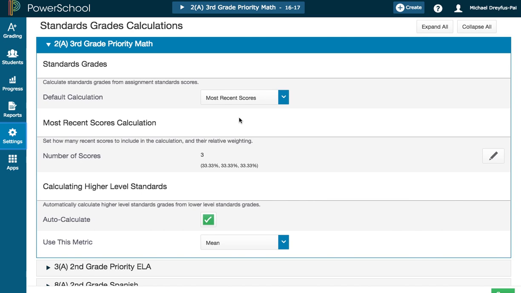You can see here that the calculation is most recent scores, and it's the 3 most recent scores. And we're calculating using the mean. So that's showing us that each of those 3 most recent scores is 33% of the final score. What does this mean? Let's take a look at a sample.